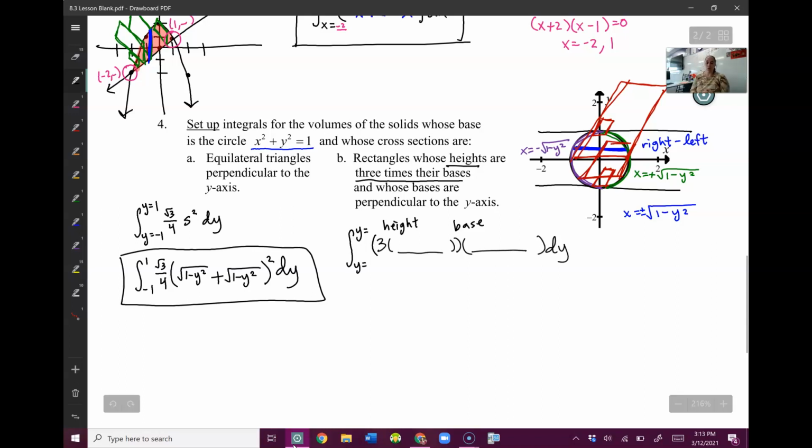So I want you to go from here. Try to fill in the rest of what this integral would look like, and then come back to check and see how you did.